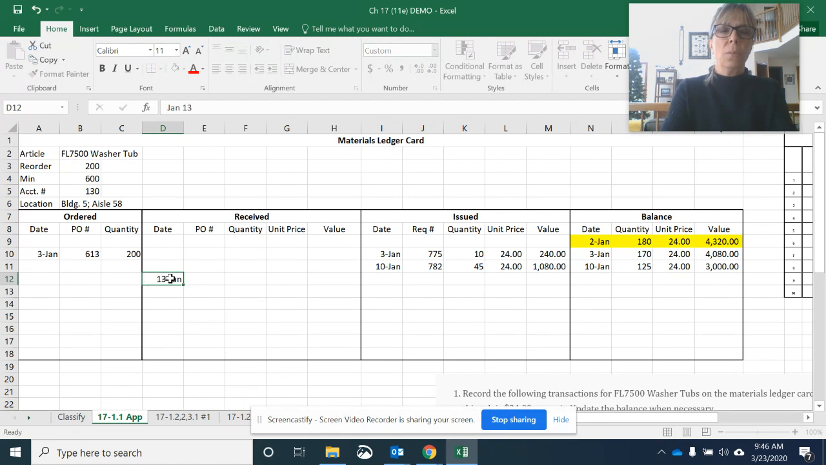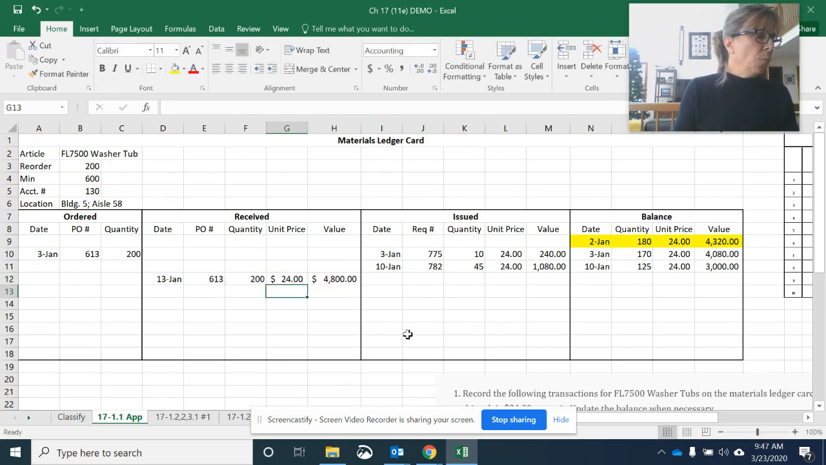Oops, 13th. It was the PO number 613. So I'm just going to cell reference that so you guys know when you go back to this, you know where it came from. And we have the quantity here, so I'm going to cell reference that. And the unit price hasn't changed. They didn't raise the prices on us. So the value is going to be 200 times $24. So $4,800.